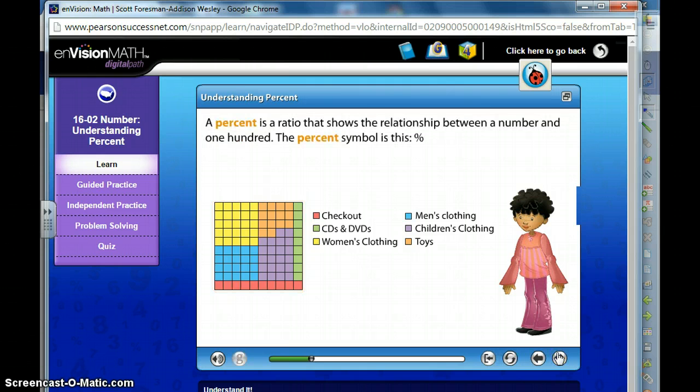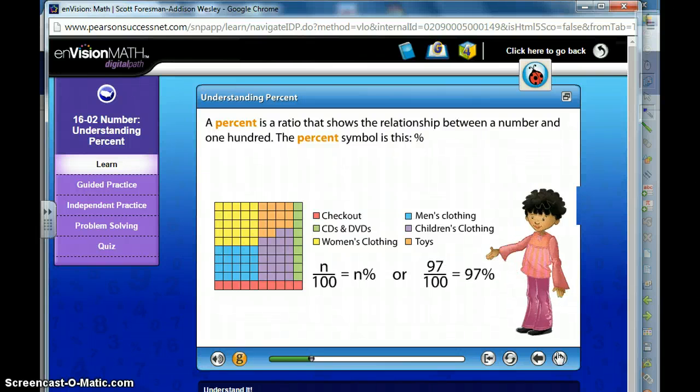A percent is a ratio that shows the relationship between a number and 100. The percent symbol is this. Okay. A percent is a relationship between a number and the 100. So n over 100 equals n percent. So n can be any number.